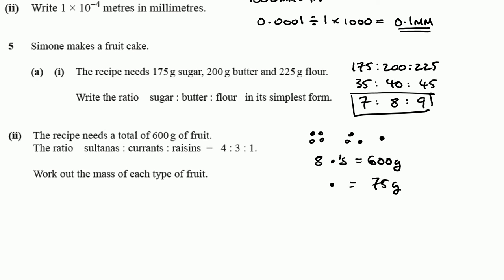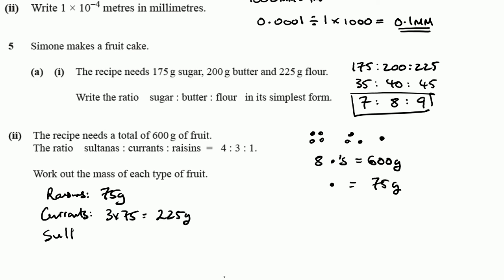So as far as the raisins are concerned, it's 75 grams. As far as the currants are concerned, that's 3 dots, 3 75s, which is 225 grams. And then for the sultanas, that's 4 times 75, and that is 300 grams. So those are our answers.